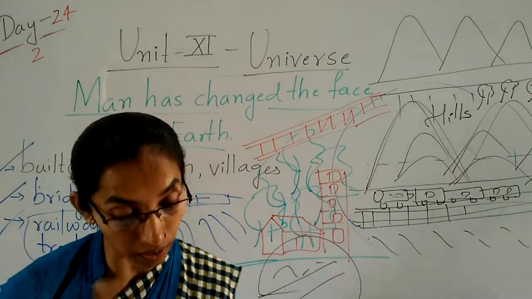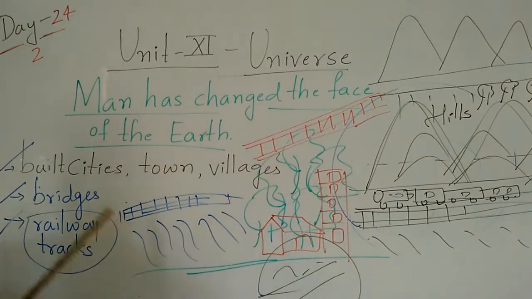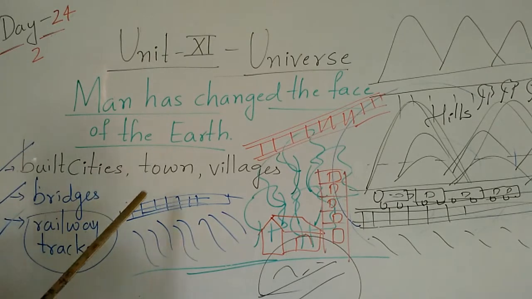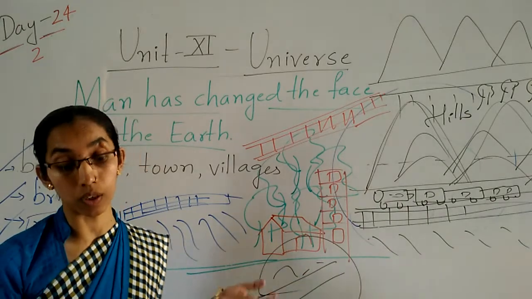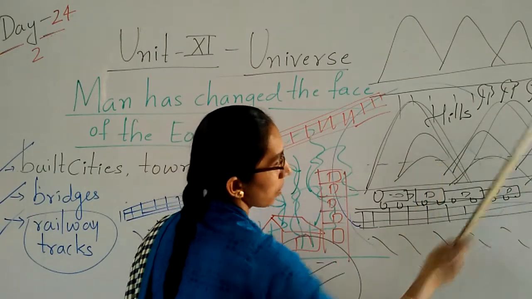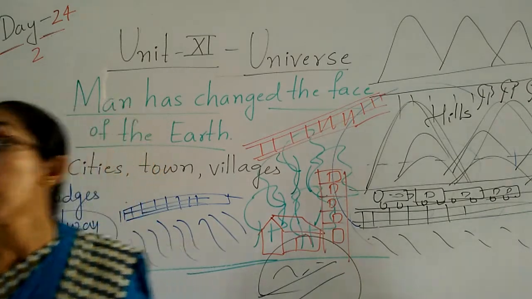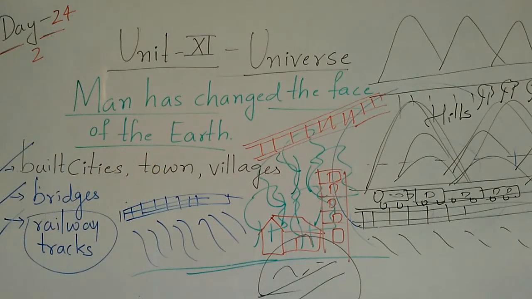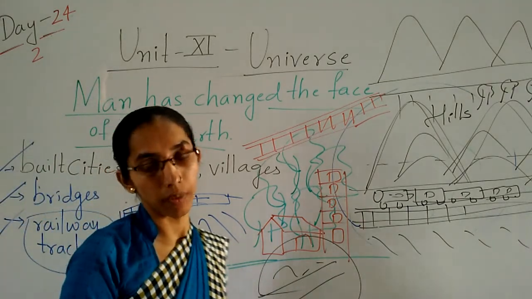Clear, children? Now you understand how man has changed the face of the earth, how it is changed to build the cities, towns, villages and the railway tracks. For this he cuts down the trees, flattens the hills and cuts tunnels through the mountains. So these are the changes man has done. So we say that the face of the earth is changed. Clear, children?